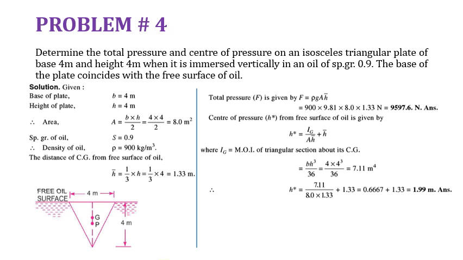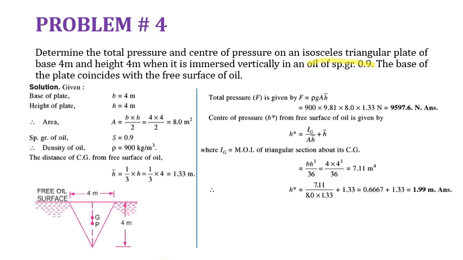So the next numerical, problem number 4, states: determine the total pressure and center of pressure on an isosceles triangular plate of base 4 meter and height 4 meter when it is immersed vertically in an oil of specific gravity 0.9. The base of the plate coincides with the free surface of oil. So the first step is to draw this figure: a triangle which has base and height equal, which is 4 meter, and the base coincides with the free surface of oil, and we can locate the G point and P point.